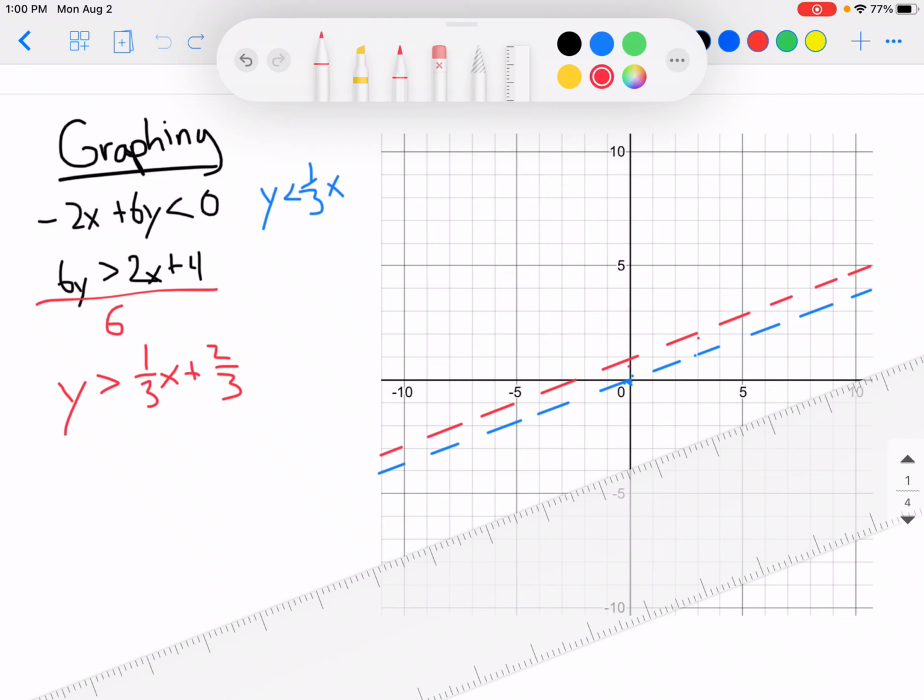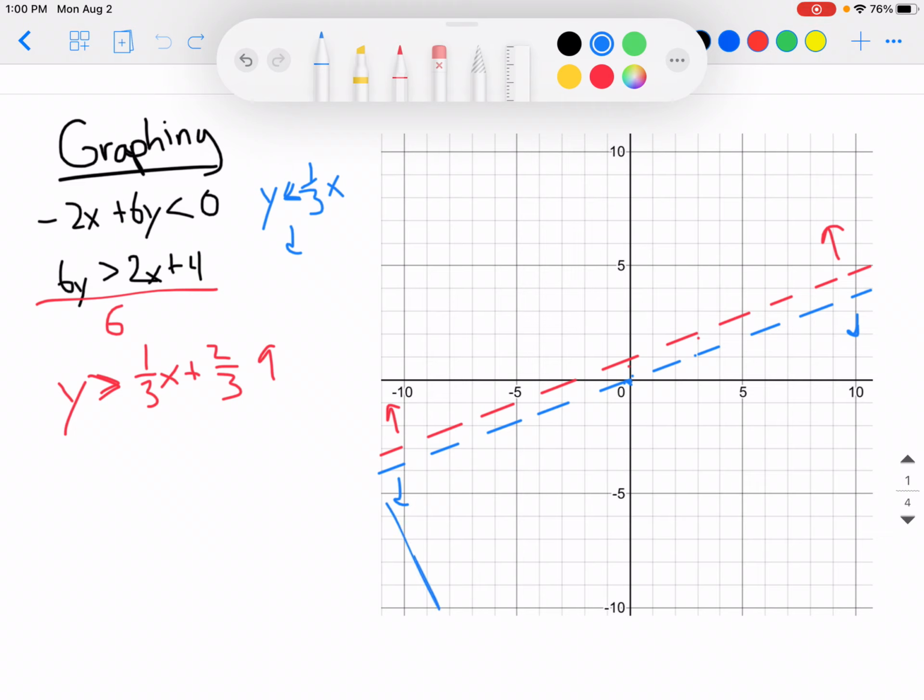Now we have to think, where are we shading them? Well, since this one is greater than, we're shading above. We're shading in this area. That was a horrible arrow. Let me try that again. There we go. And then the blue one is less than, so that means we're shading below it. And so our shading is going to look like that.